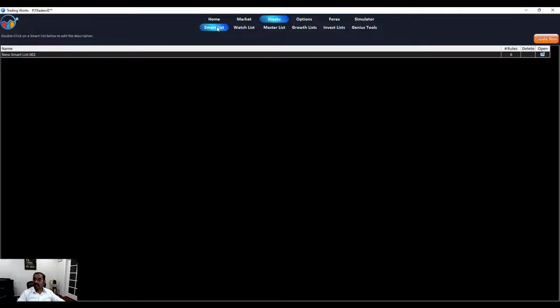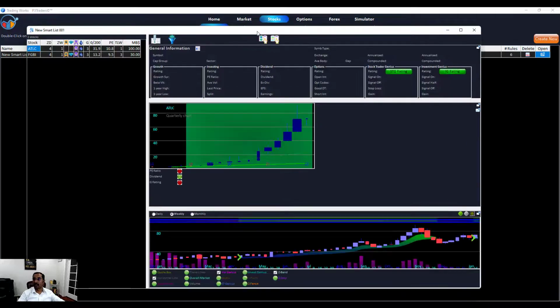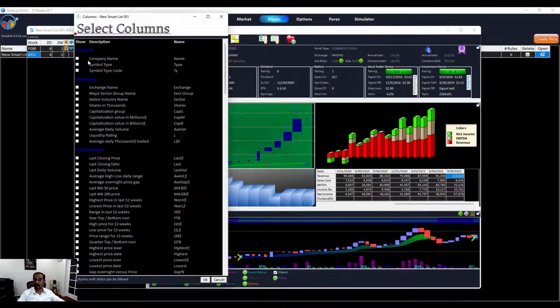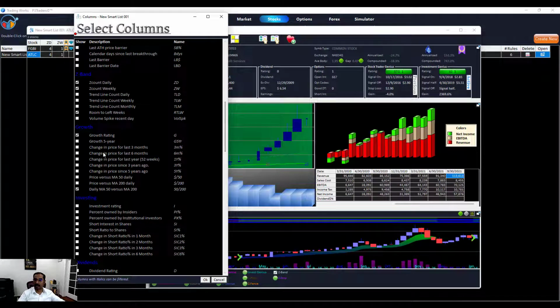The smart list, for example, these are all preloaded by our system and by our algorithm. In future, if you are looking to build your own algorithm based on the rules that you are going to set, you can build your own list. So these are all the fields, and most of them are, say, z count, daily, weekly. These are all the indicators that we have.